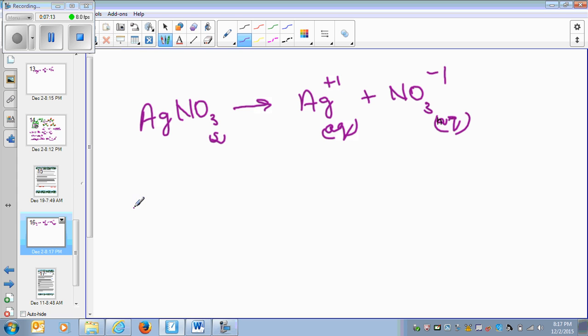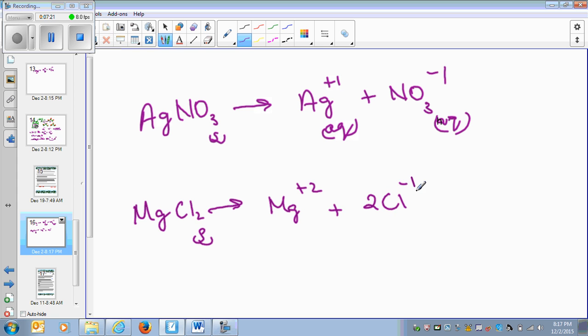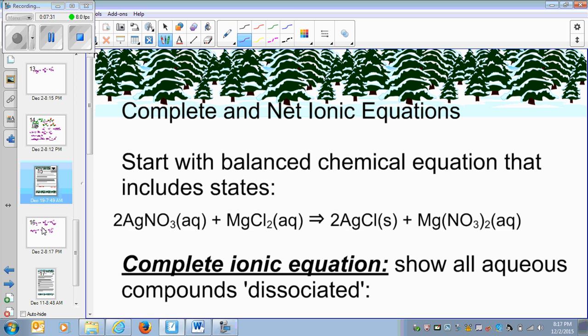Again, if I take MgCl2 and dissolve it in water, it will be Mg plus 2 and 2Cl minus 1. And again, it's AQ, meaning it is dissolved in water. So these are the ionic equations. Let's talk about ionic and net ionic equation.